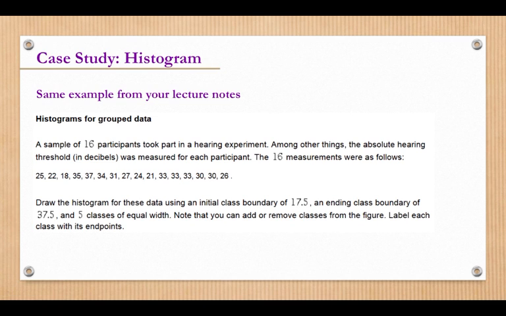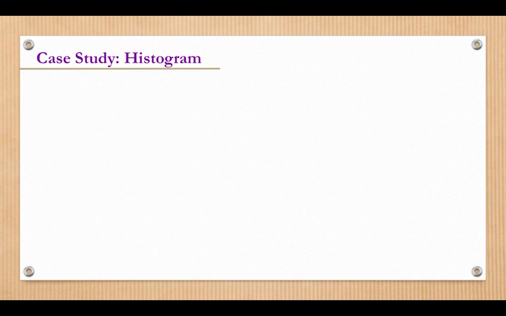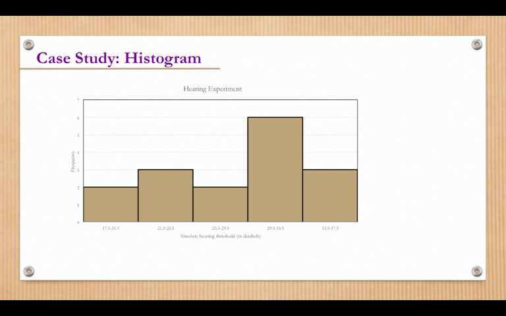Now we will take the histogram as an example to show what the abstract sentences we have said mean. The data is the same as what you have seen in the lecture. You should have a memory of it. There are 16 measurements, with the minimum measurement 18 and the largest measurement 37. In the lecture, the professor drew this histogram for you.